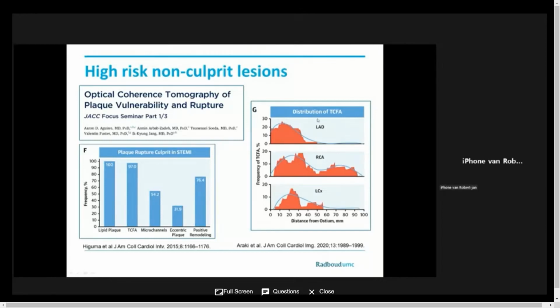Where are these thin-cap lesions identified? Usually pretty proximal in the vessel, between 10 and 30 millimeters, only in the right coronary artery. You know how long that is. There are some thin caps in the more distal vessel.